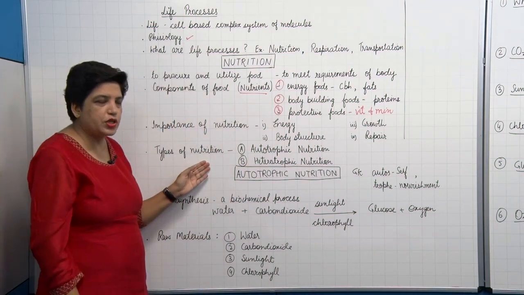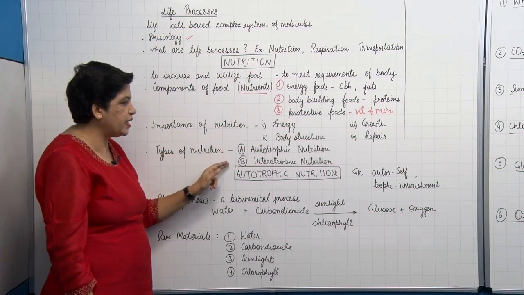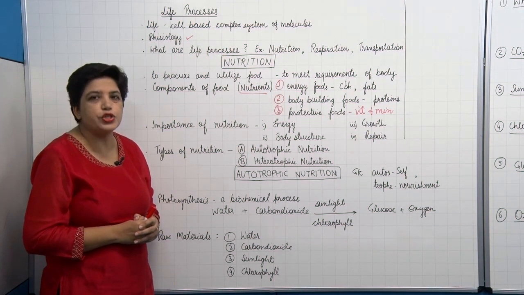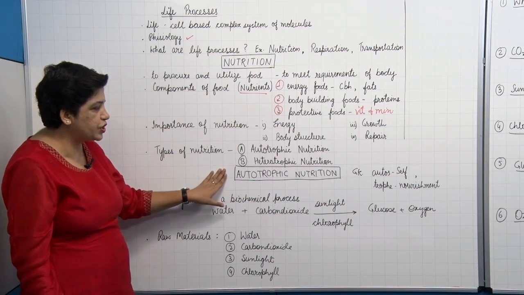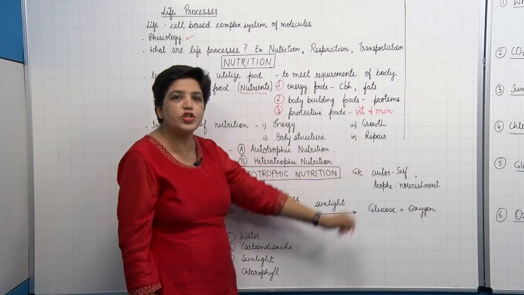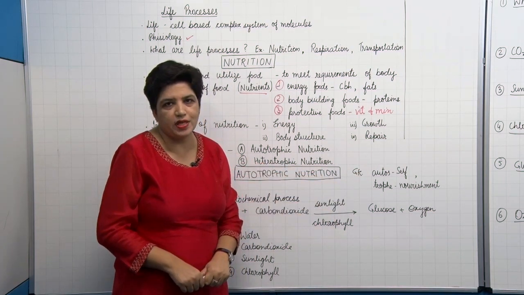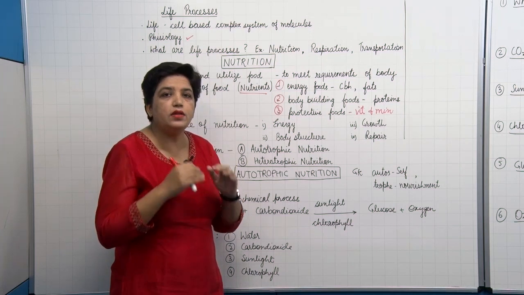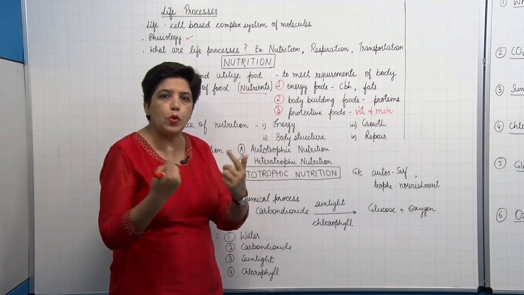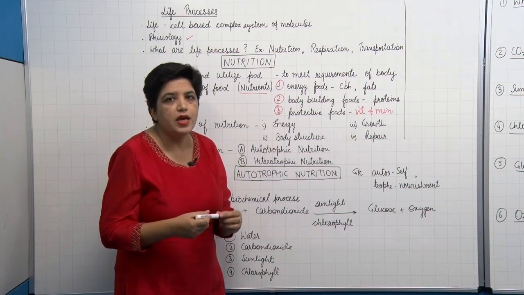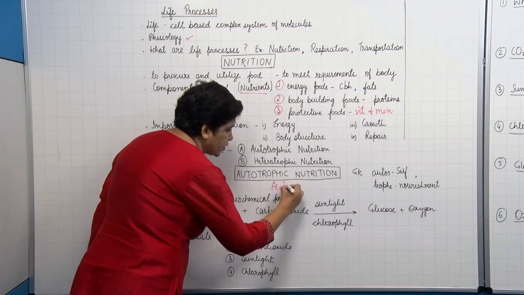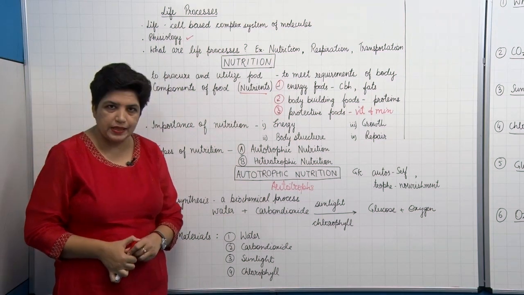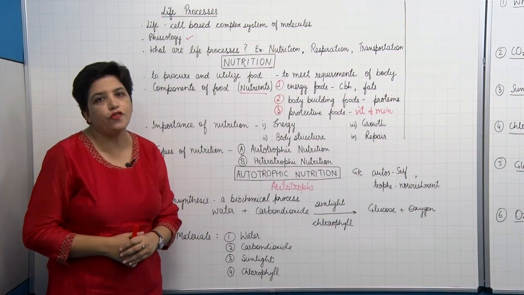Now, the types of nutrition. Nutrition can be broadly divided into two categories, autotrophic nutrition and heterotrophic nutrition. First, let us study about the autotrophic nutrition in detail. Now, autotrophic nutrition has been derived from the Greek word autos, which means self, and troph, which means nourishment. So, self-nourishment. That means such organisms can make their own food by using simple inorganic components present in our surroundings, in our nature. Such organisms are called autotrophs.